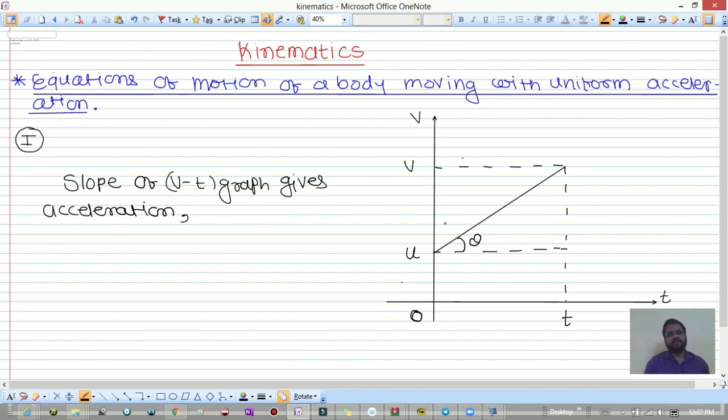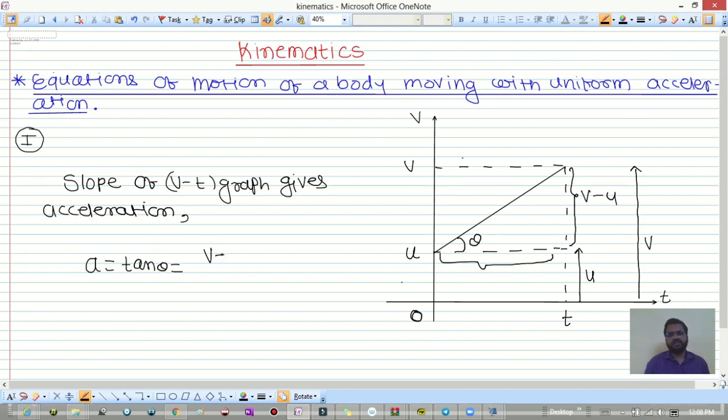So over here the slope is the acceleration, and that a is equal to tan theta, and that tan theta we can write as the opposite divided by the adjacent. What is the opposite side over here? This is v minus u. So the total is v, as you can see over here. This total is v and this one is u. So if you subtract u from v, you will get v minus u. So I hope this is clear.